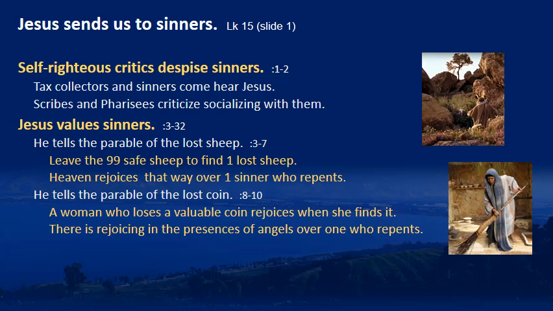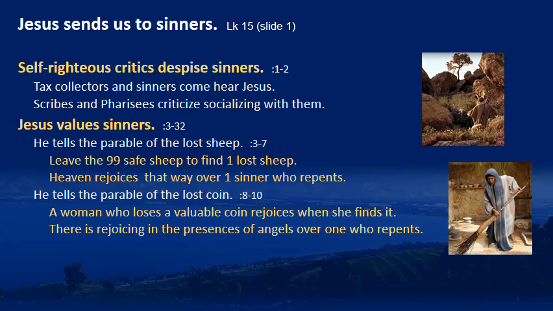So the Pharisees, the strictest denomination of Jews of the day, and the scribes, those who meticulously kept the records, are complaining about Jesus. They are appalled that he would spend his time with bad people. He even would share meals with them. Jesus responds with three stories. Beginning in chapter 15, verse 3.